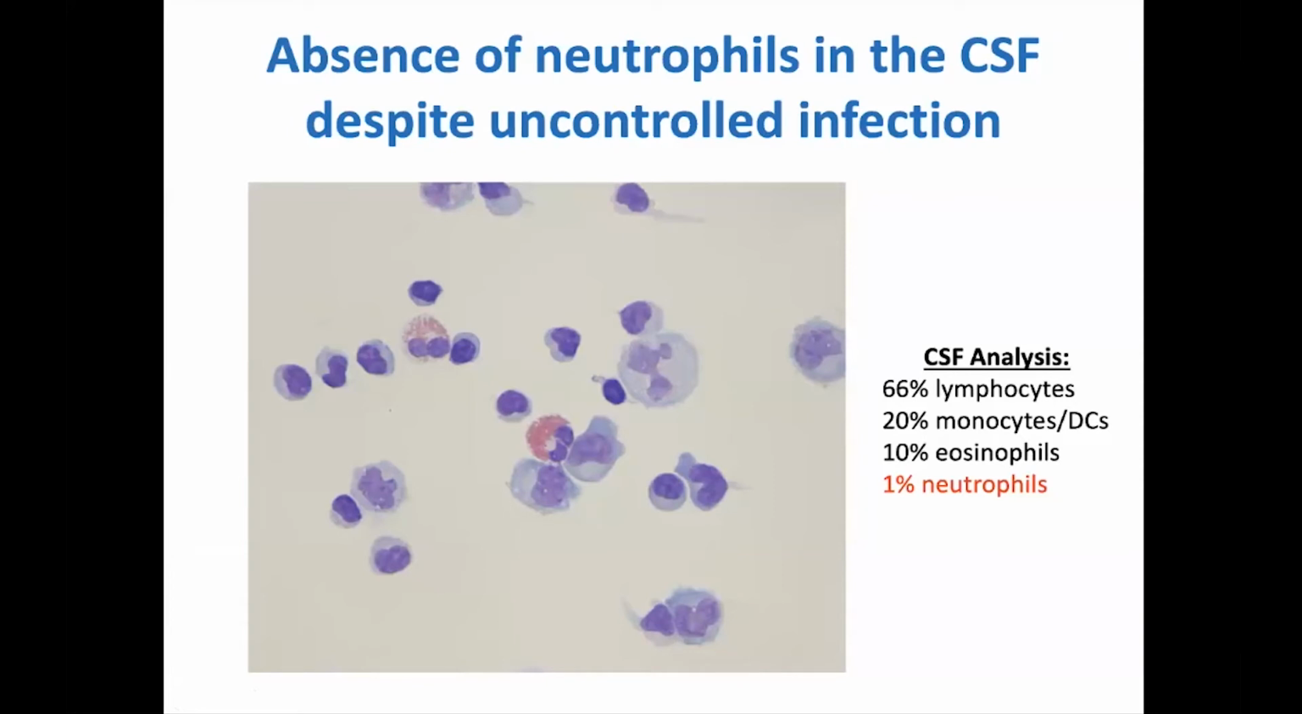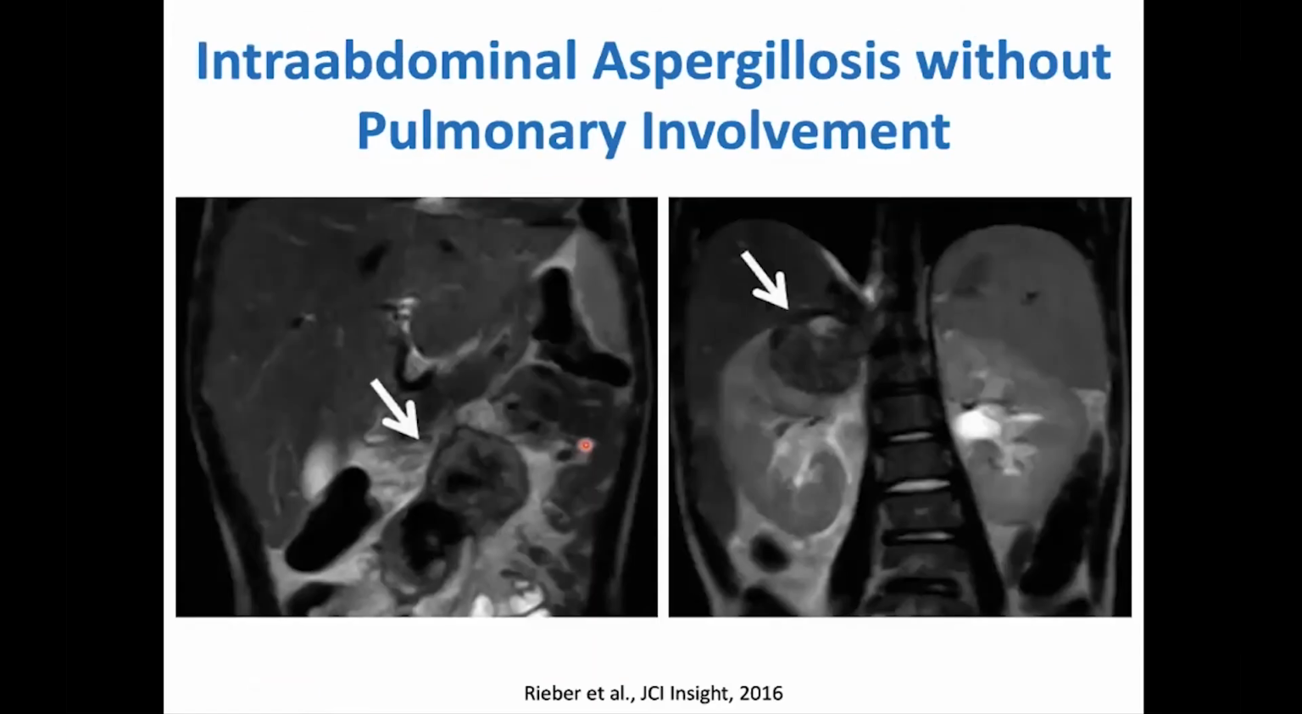The problem in this disease appears to be an inability to recruit neutrophils to the site of infection, and the neutrophils that do come to the site of infection do not function very well. So here is this particular patient who has that massive infiltration of fungi in the brain, and yet not many neutrophils in her CSF.